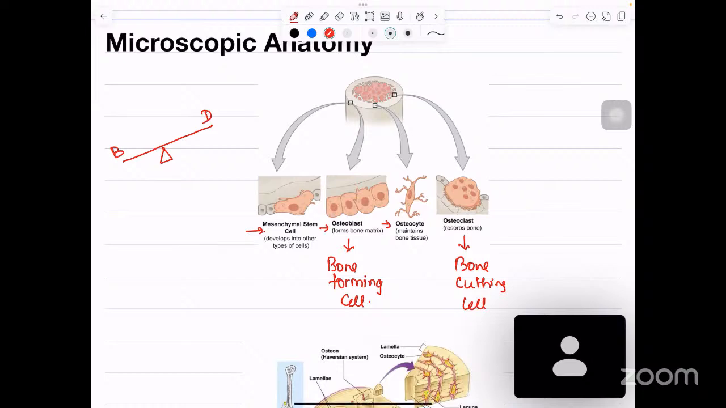When this balance is affected, it leads to conditions like osteopetrosis. When the osteoblast is more active than the osteoclast, there will be more bone formation, which in turn can lead to osteoblastoma, like a tumor. If the clast is more active and the blast is not functioning, there can be a condition known as osteoporosis or an osteoclastoma, something like this. There will always be a balance, and that balance has to be maintained.